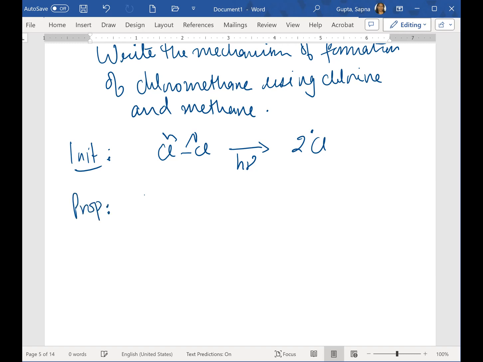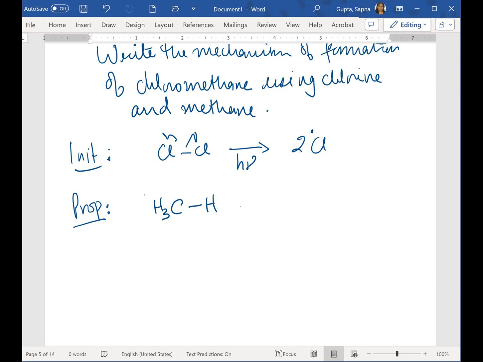Now we go to propagation. In propagation, you have a lot of steps to write. Sometimes there are 2 or 3 steps, sometimes it's just 1, but a lot of times it's going to be at least 2 steps that you have to write. The first one, generally, let's take methane. I'm going to write just 1 hydrogen so that we don't have to write all the hydrogens out.